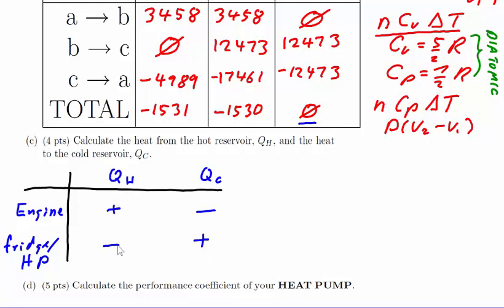And so, for a refrigerator or a heat pump, the Q of the cold place is a positive number because you flow in from the cold. And the Q of the hot place is a negative number because you flow out to the warm place. In order for us to correctly solve this problem for both the values of Q hot and Q cold, we're going to need to reference our table of all the processes.